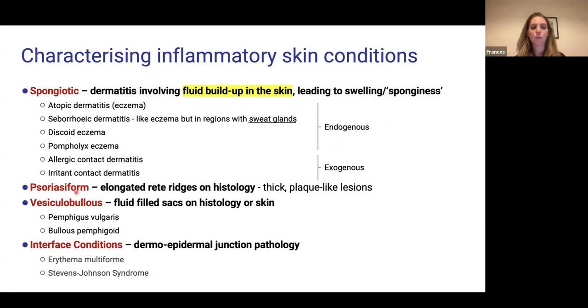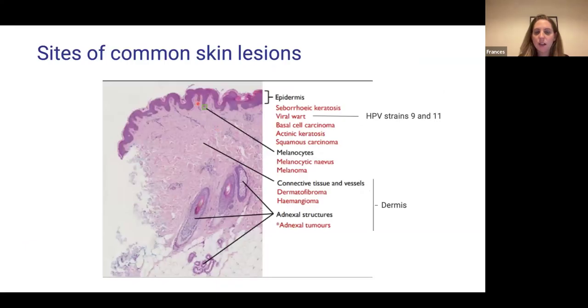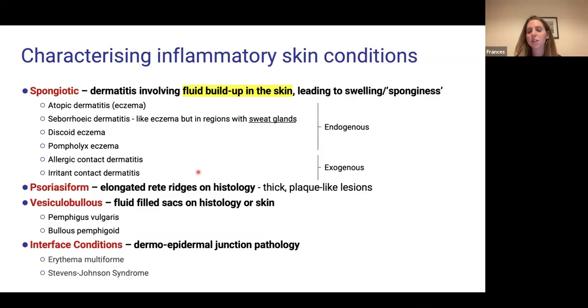Then your psoriasiform types of conditions are things like psoriasis. There's a lot of different types of psoriasis, but obviously we're typically thinking of your plaque psoriasis. That's the one that's most likely to come up. And in this case, your key feature is having elongated rete ridges on histology. So if I just go back to this slide, these little things that are coming into the dermis, these are your rete ridges, and they just get longer because in psoriasis, the key thing that's happening is you get extra proliferation of those keratinocytes. So you have a hyperproliferative state.